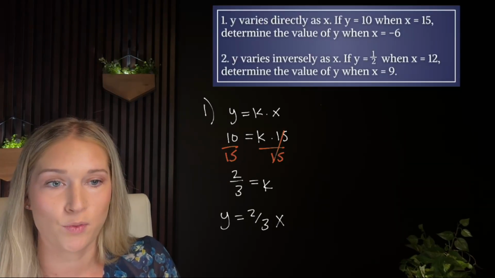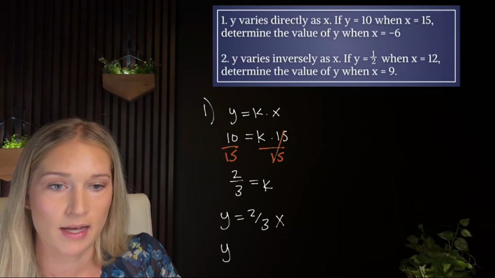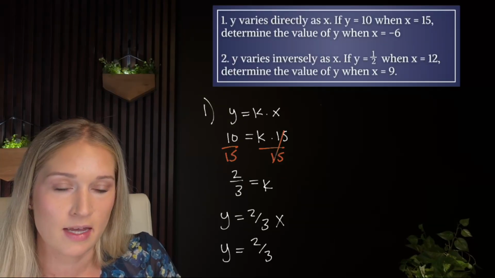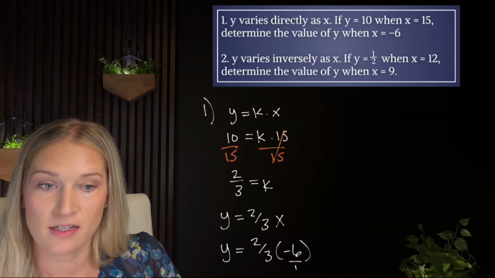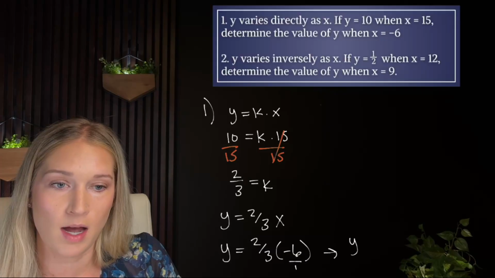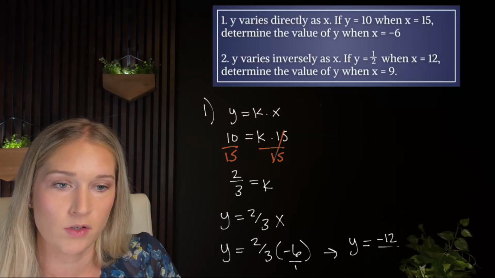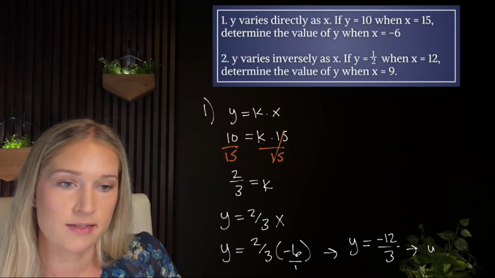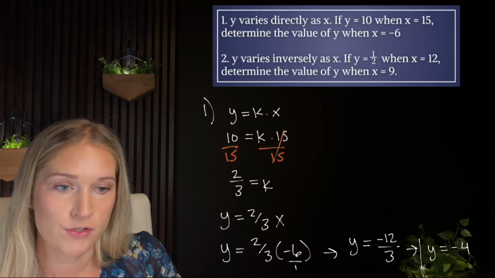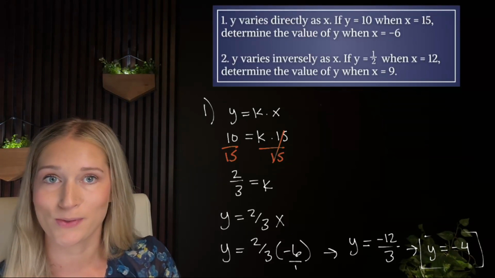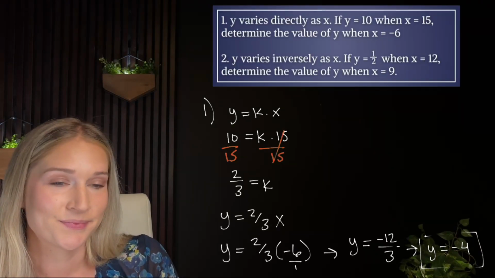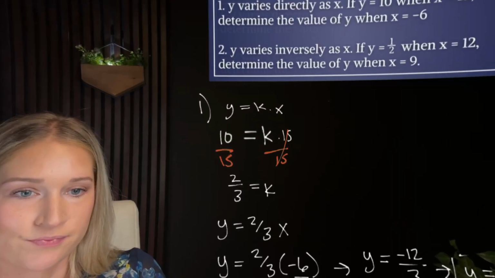Now, what's the value of y when x is negative 6? I'll go ahead and put a negative 6. To multiply, I can put this as negative 6 over 1. So then y is equal to negative 12 over 3, which is negative 4. So y is negative 4 for question number 1. Let's go ahead and look at question 2.